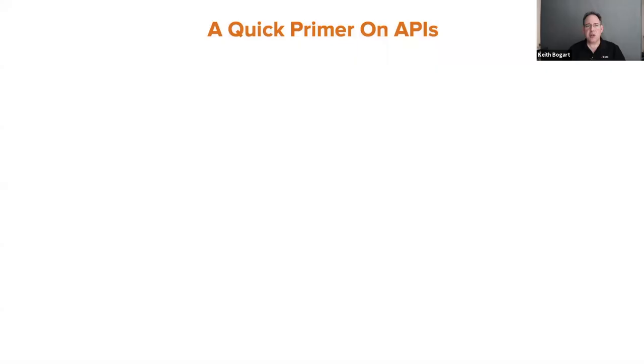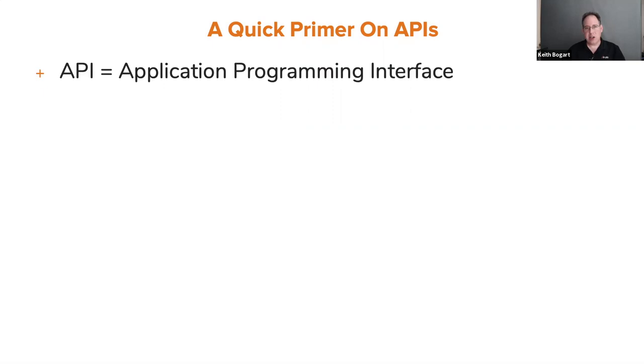So let's do a quick primer on what an API is. First of all, I always like to know what an acronym actually stands for. API is Application Programming Interface. And even if you've never heard of the term API before, you work with APIs all the time and you don't even know it.